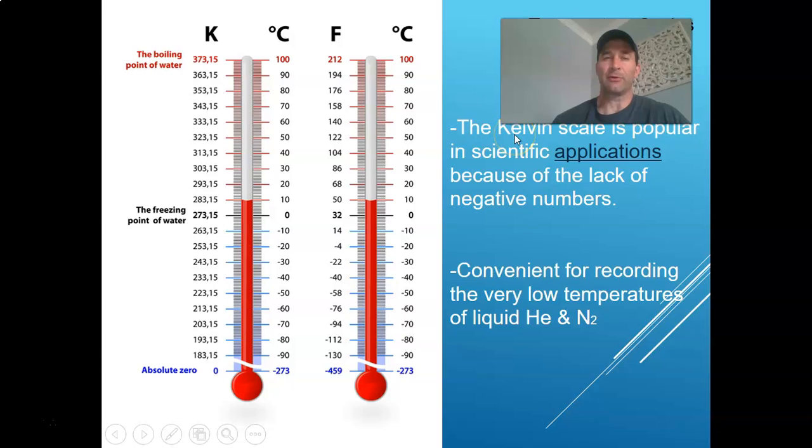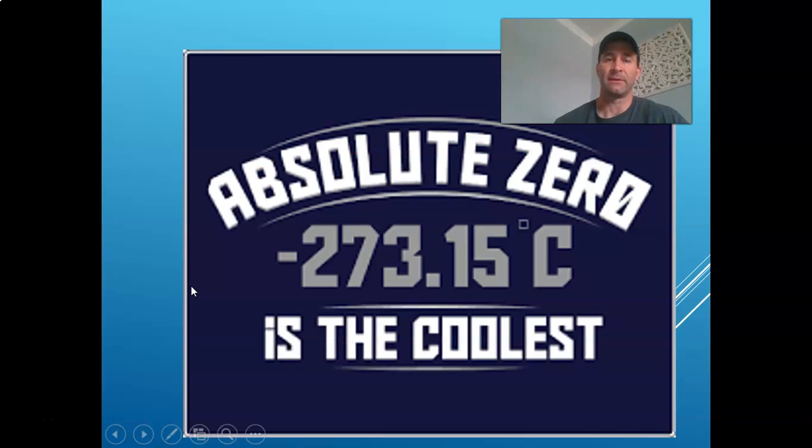Kelvin is very popular because it does not have negatives. It starts at 0, which is absolute 0, and works its way all the way up. So very convenient for working with extremely low temperatures for scientists. Kelvin. A little picture for you to enjoy.